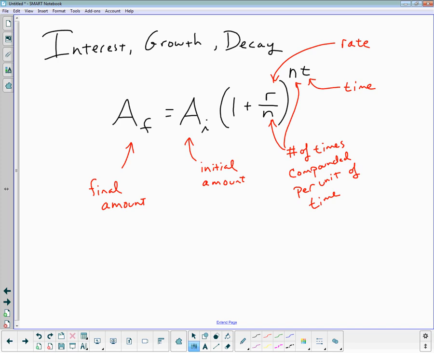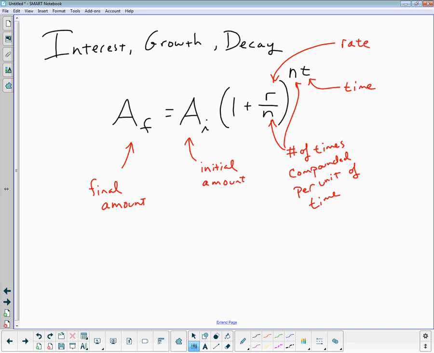Final amount, initial amount, number of times compounded per unit of time, rate, and time. Sorry, my handwriting got away from you. So if you're dealing with something compounded quarterly, that would be 4 times a year, and your n would be 4. Okay? If you're dealing with something compounded yearly, then it would just be 1.